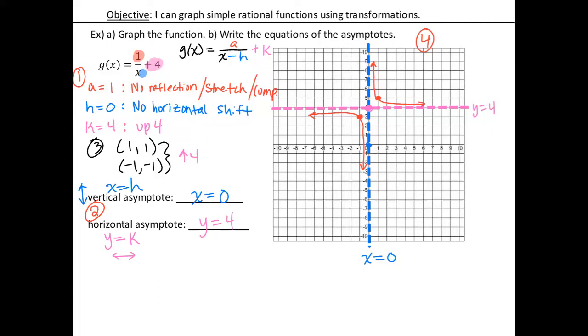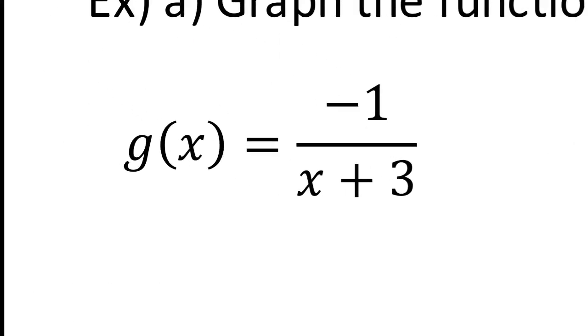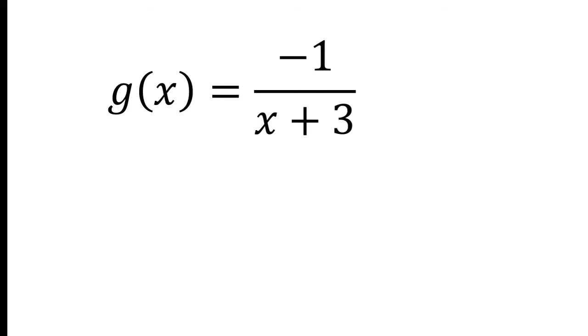Okay, so hopefully that was not too difficult for you guys. It's figuring out A, H, and K, your two asymptotes, and then A, H, and K tell you what to do to the two key points, and then just craft the curve. So let's go ahead and try another one together. Please copy the equation. We have g of x equals -1 over x plus 3.